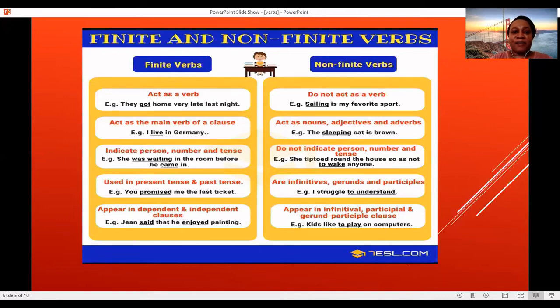The first point there says a finite verb acts as a verb. They got home very late. On the other hand, a non-finite verb does not act as a verb. Sailing is my favorite sport. Note there, sailing is not a verb in that part of the sentence.